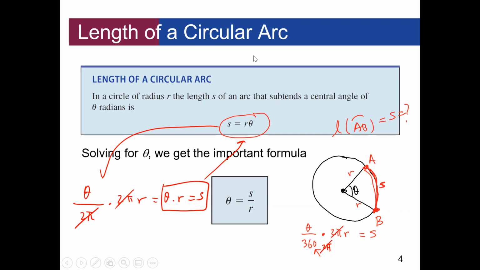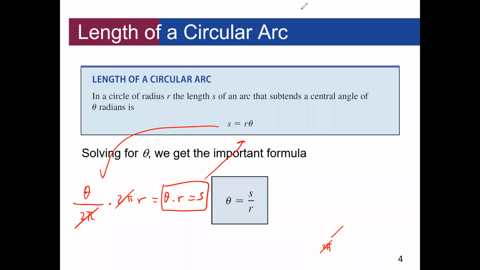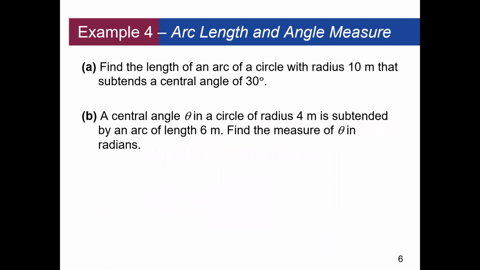Okay, now let's do some examples. Here are a few examples. First one, we're going to find the arc length of a circle of radius 10 that subtends 30 degrees. So this is, let's say, 30 degree here. The radius is 10. I'm trying to find this length here.